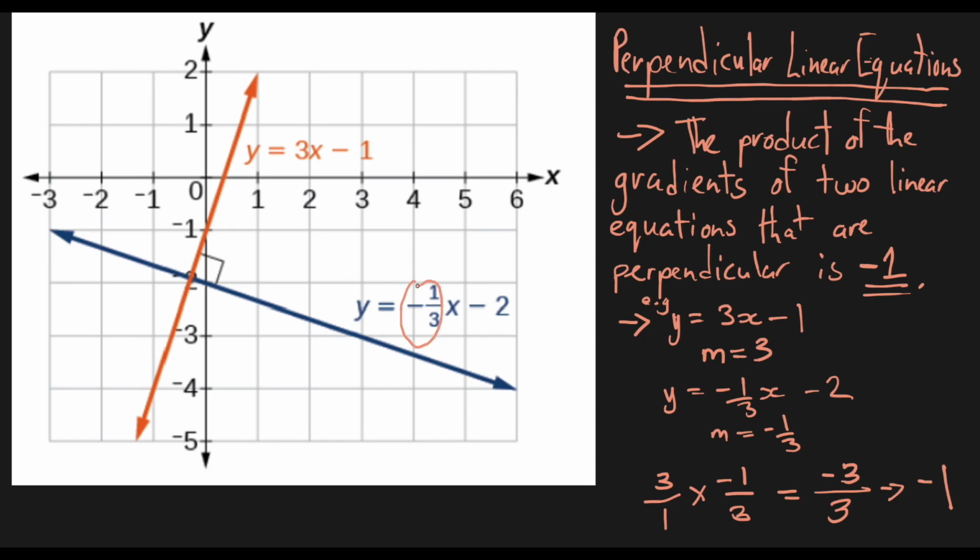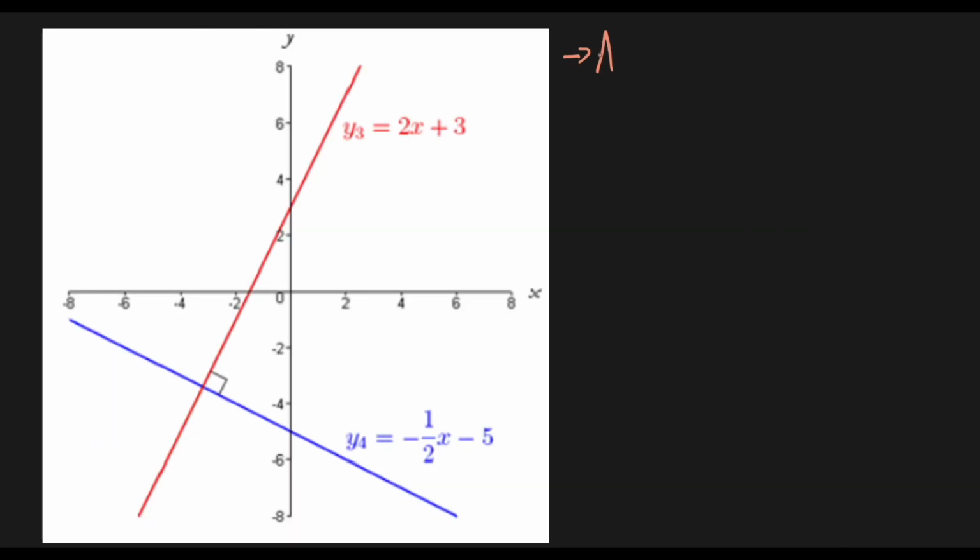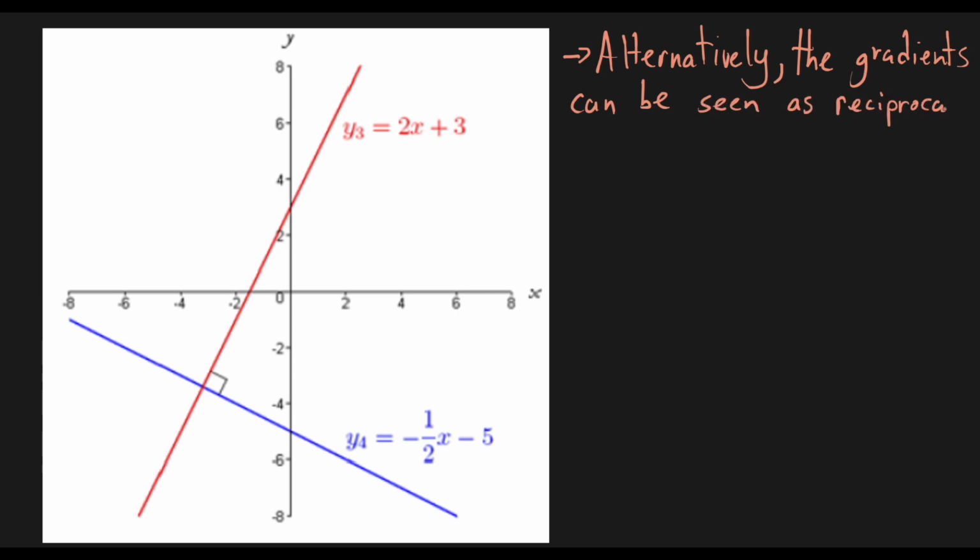So this here, even though it says negative 1/3, is the same thing as saying negative 1 over 3, or we could also have it as 1 over negative 3. It doesn't matter. All three of these mean the same thing. A negative divided by a positive will give us a negative. A positive divided by a negative will give us a negative. And if we just put the minus outside, so minus 1/3 as a full number, it's still negative. So alternatively, the gradients can be seen as reciprocals of each other with different sign.